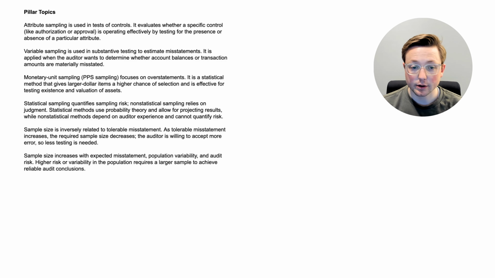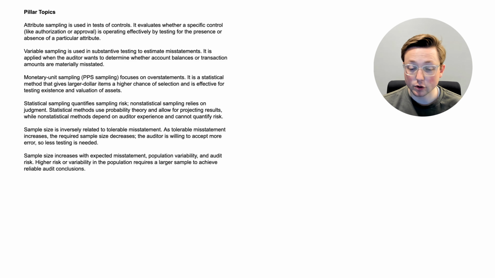Now let's talk about monetary unit sampling, or again, that's PPS sampling. You might see either one of those. That focuses on overstatements. It is a statistical method that gives larger dollar items a higher chance of selection and is effective for testing existence and valuation of assets. Now let's talk about statistical sampling. Statistical sampling quantifies sampling risk. Non-statistical sampling relies on judgment. Statistical methods use probability theory and allow for projecting results, while non-statistical methods depend on auditor experience and cannot quantify risk.